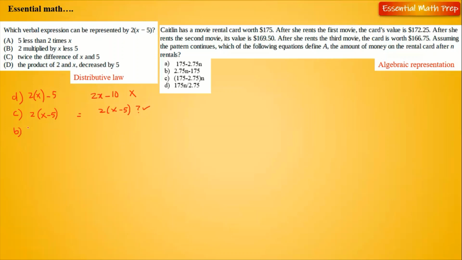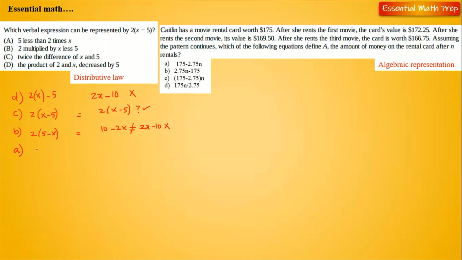Let's move to B. 2 multiplied by x less than 5. Now here's where it gets tricky. If you notice, it starts off right. 2 multiplied by x less than 5. What that means is 5 minus x. So that would be 2 times (5 minus x), 10 minus 2x, which is not same as 2x minus 10. So that's incorrect.